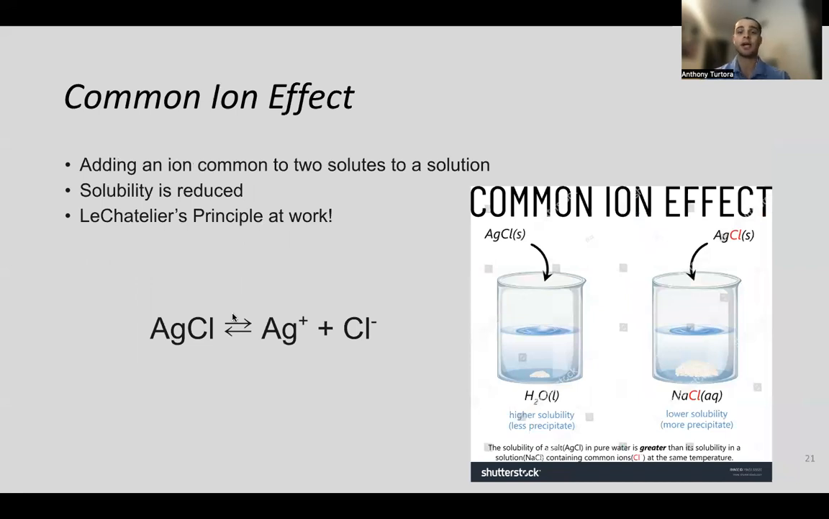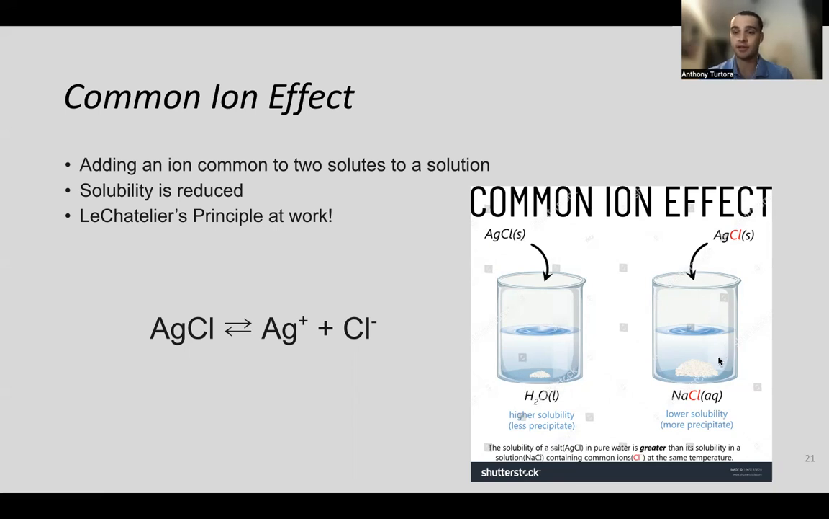Now, the common ion effect. So this is an interesting thing that can happen when we add an ion common to two solutes to a solution. So when I look at this picture here, I see I'm adding AgCl into a beaker of water. I will get its normal KSP value by doing this.